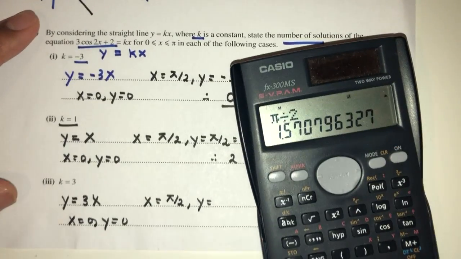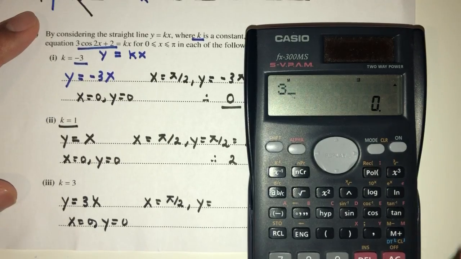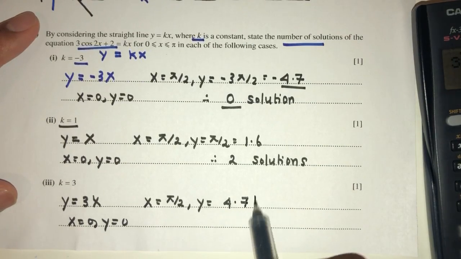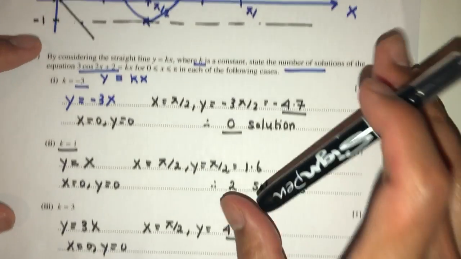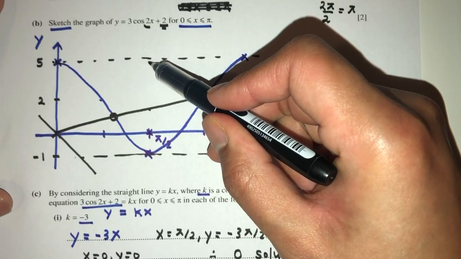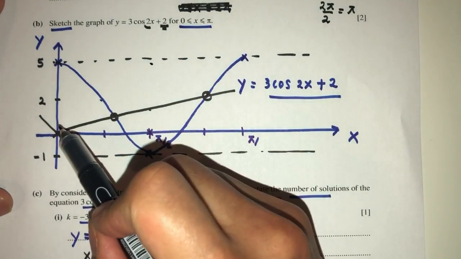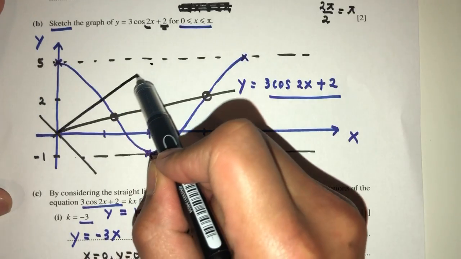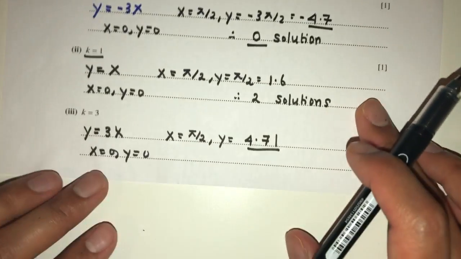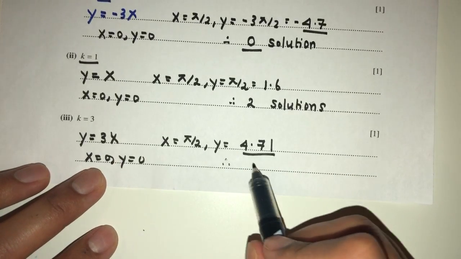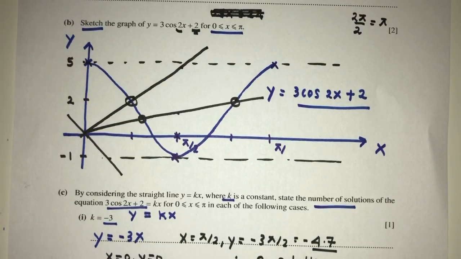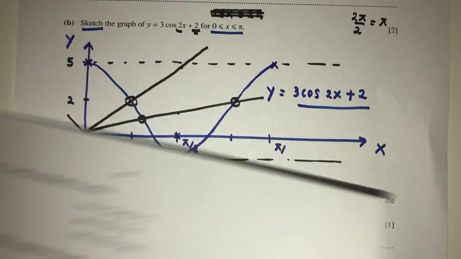So 3 pi by 2 will be what? Let's see. So 3 times pi divided by 2, that will be 4.71. Okay, so pi by 2, 4.71 will be just below the 5, somewhere about here. If you want to join those two, as you can see, it will keep going up, it will only meet at 1 point. So it means that for this one, my number of solution is only 1 solution for part C, and that is my question number part C.